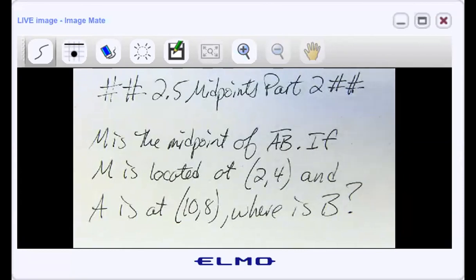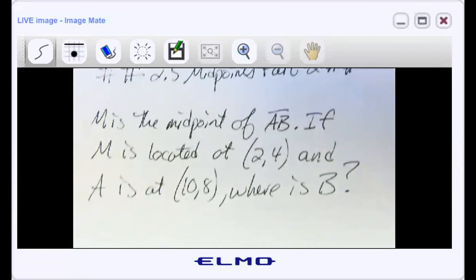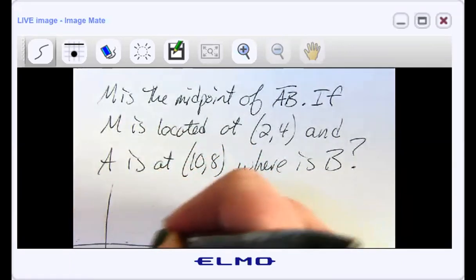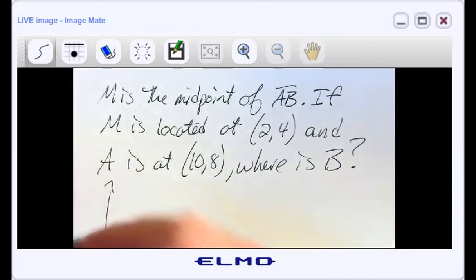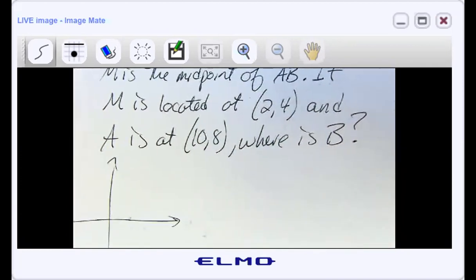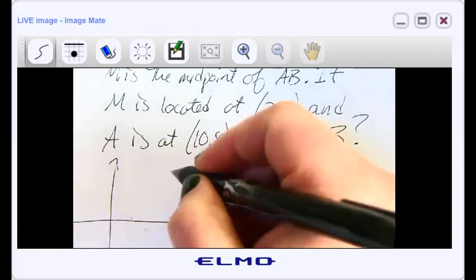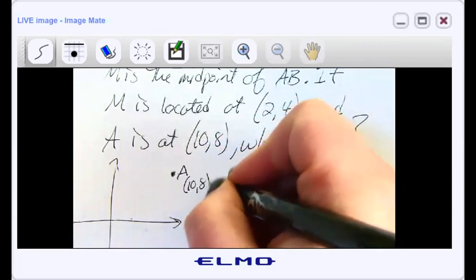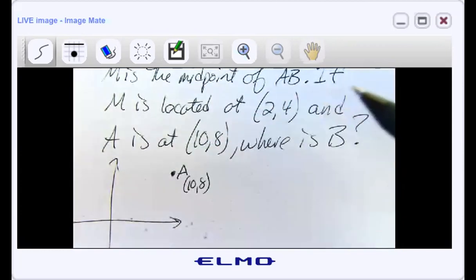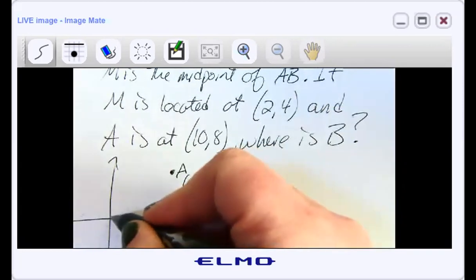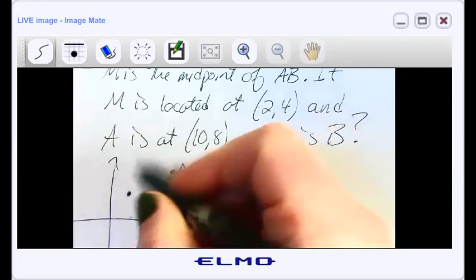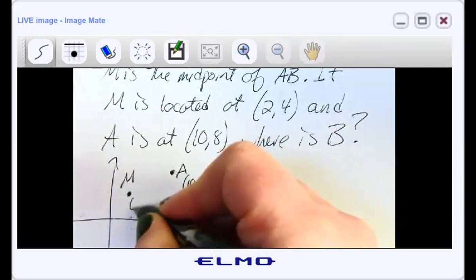One thing that might be helpful is if we try and sketch this. Let's just see what's going on. I'm not even going to do it precisely, but just to give myself an idea. So if I have a coordinate plane, and A is at 10, 8, so it's way out here. So here's A at 10 over, 8 up. And then I have M at 2, 4. Maybe about there-ish. So here's M at 2, 4.